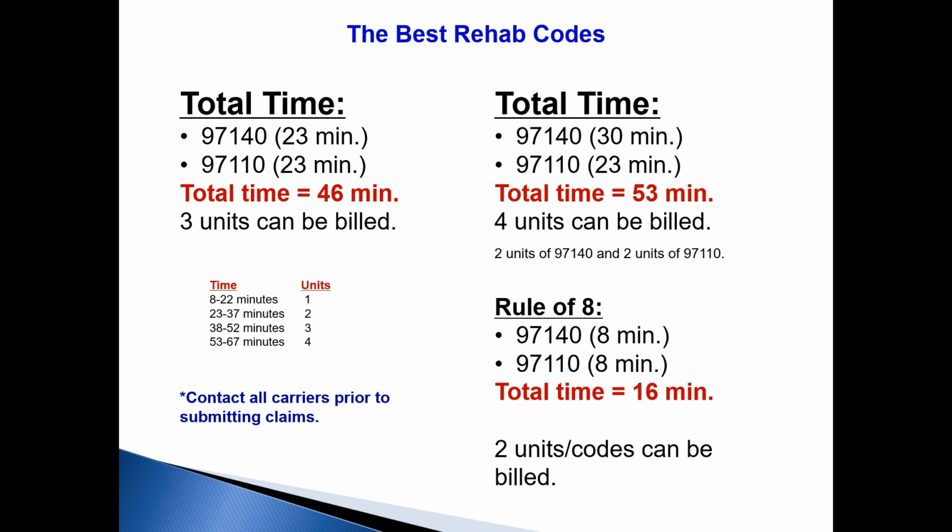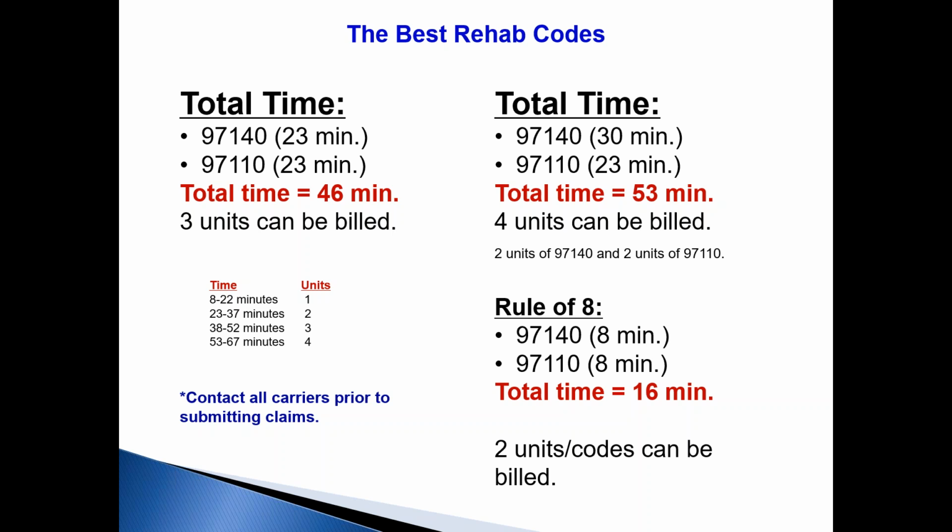Why? Because the total is 46 minutes. 46 minutes falls in the 3-unit category. Now, you want to bill 4 units, got to get to 53 minutes. 97140, 30 minutes, 97110 for 23 minutes, that totals 53. There you go. Now back to the first example, 97140 and 97110, 23 minutes each for a total of 46.